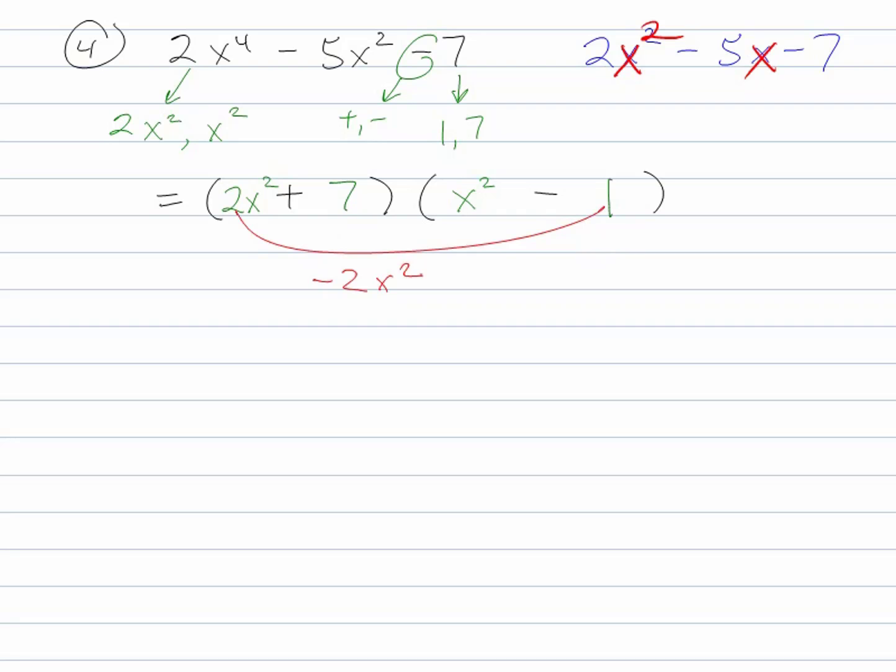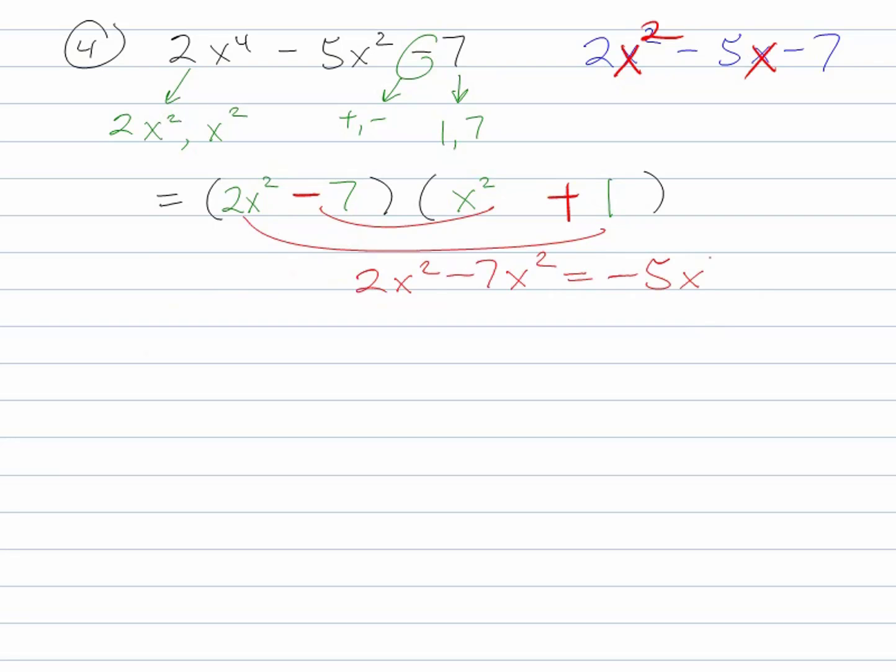Minus 2x squared plus 7x squared. That gives me 5x squared. So I have the right number, but I have the wrong sign. Since I have the wrong sign, the way to get around this is to flip my sign. So instead of a plus and a minus, I'm going to go with a minus and a plus. And now theoretically, this should work. Outer, inner, and that indeed gives me minus 5x squared, which is exactly what I wanted. So that one was a little bit longer to solve.